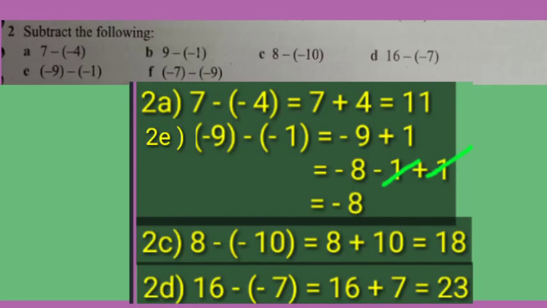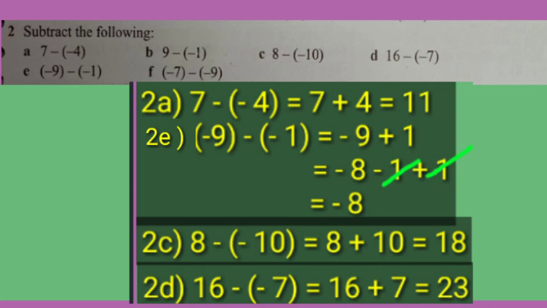Question number 2, subtract the following. Part A: 7 minus minus 4. Here minus into minus we will get a positive value, that is plus 4. It can be written as 7 plus 4 which equals 11. Part D: 16 minus minus 7. Here minus into minus will get positive value, that is positive 7. It can be written as 16 plus 7, we will get 23.